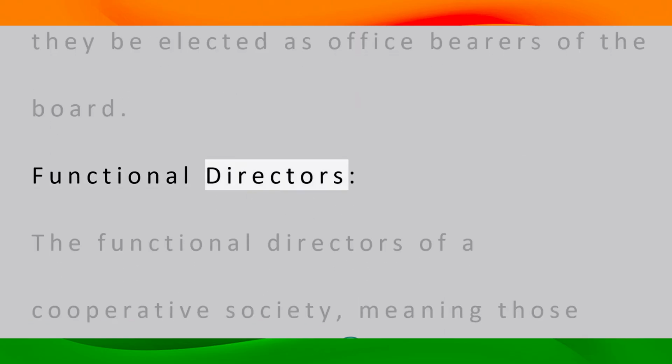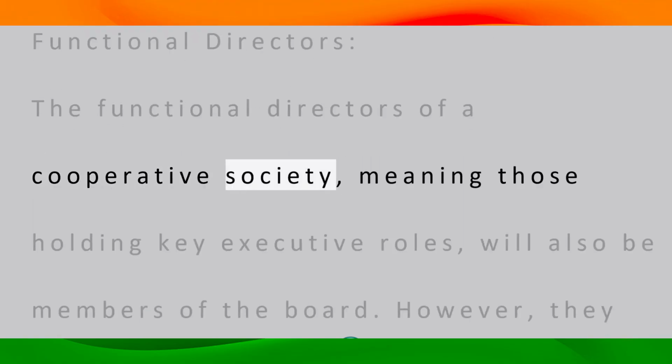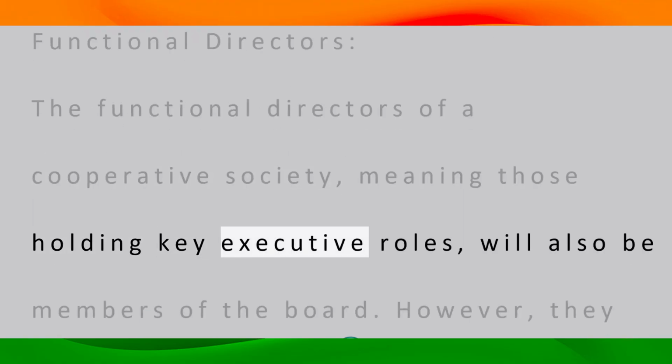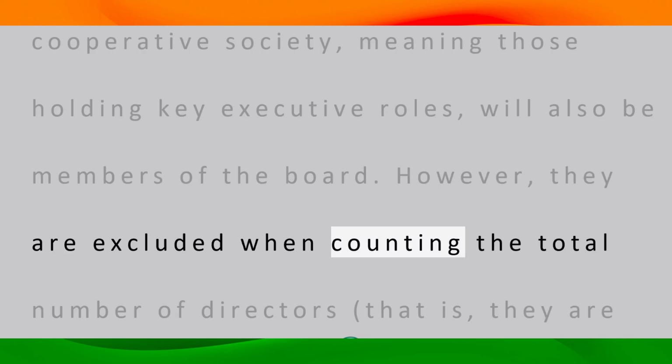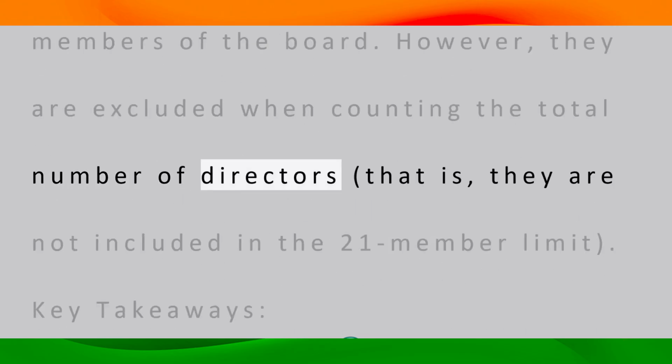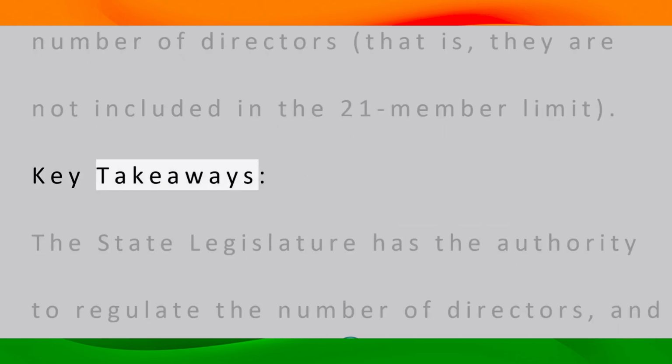Functional directors. The functional directors of a cooperative society, meaning those holding key executive roles, will also be members of the board. However, they are excluded when counting the total number of directors, that is, they are not included in the 21-member limit. Key takeaways.